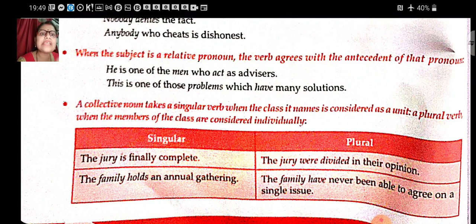The family holds an annual gathering. The family have never been able to agree on a single issue.